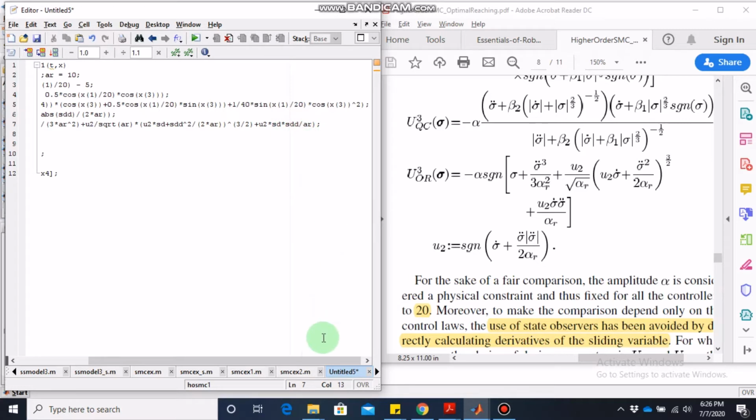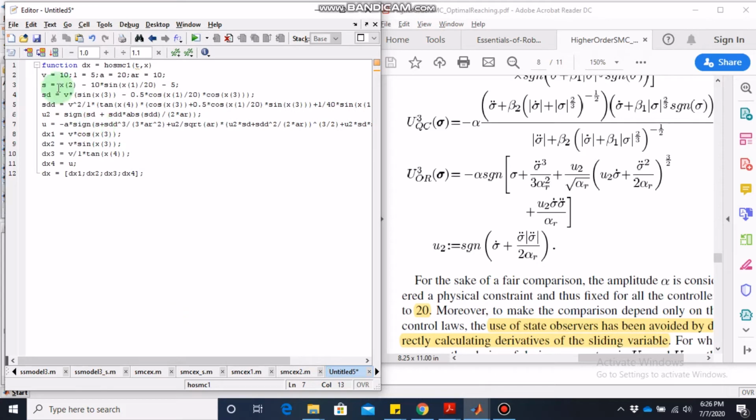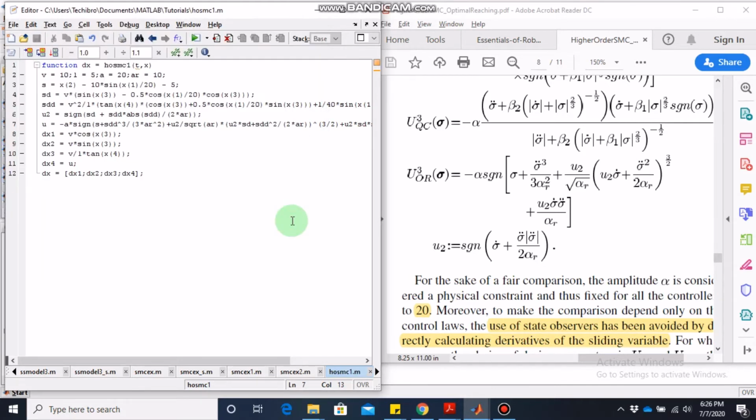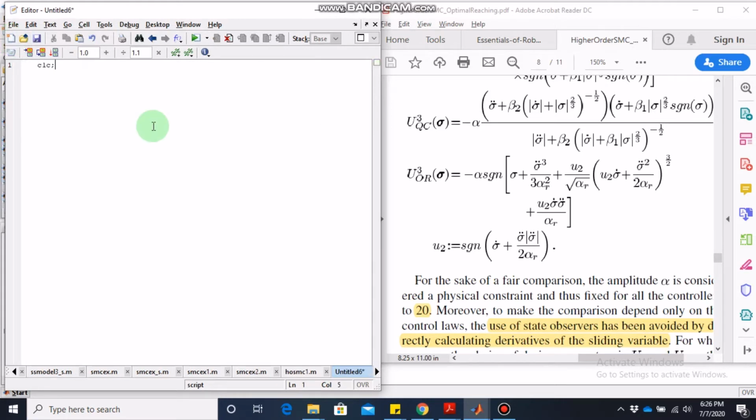So that looks okay. We will see. So let's save this file. This will be saved by the name of higher order SMC1. We save this, and then we create a new script file and type clc, clear all, close all. These are just standard commands to make sure that any previously opened figures or any previously defined variables do not interact with our code.